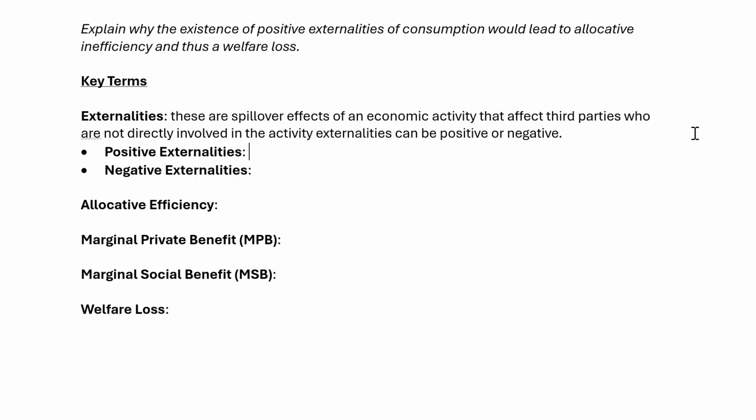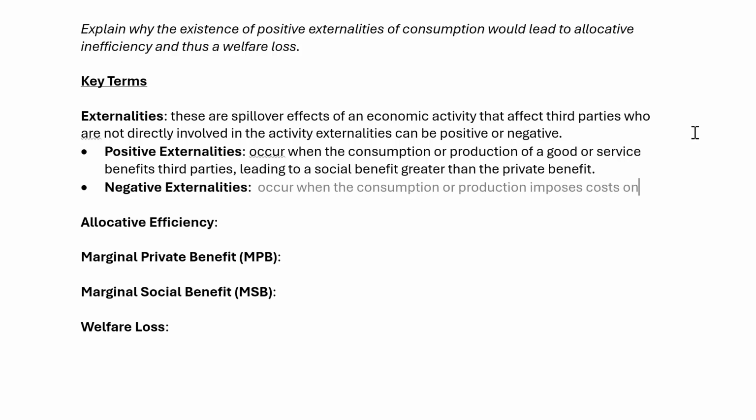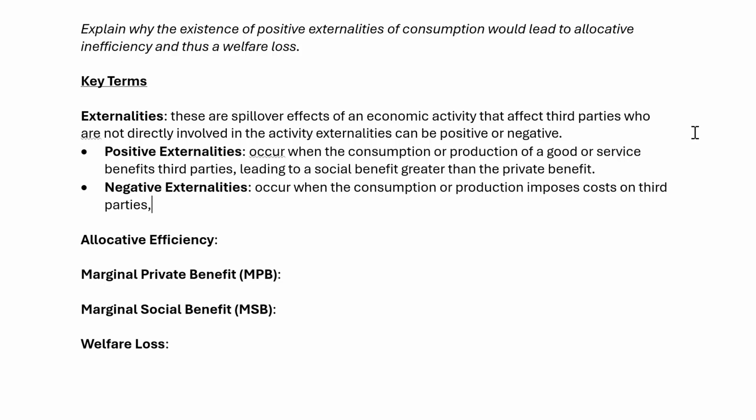In the case of positive externalities, well, positive externalities occur when the consumption or production of a good or service benefits third parties, leading to a social benefit greater than the private benefit. And negative externalities occur when the consumption or production imposes costs on third parties, leading to a social cost greater than the private cost.